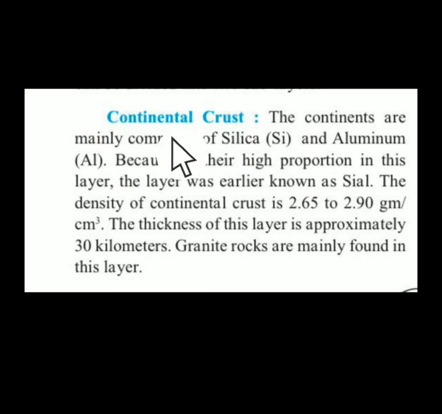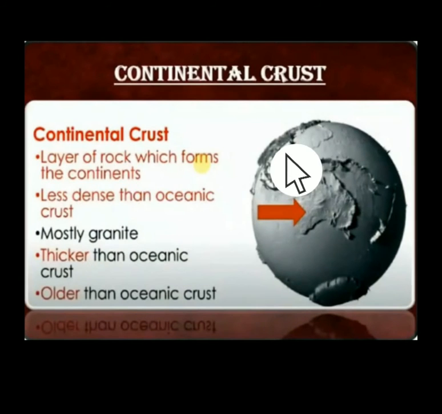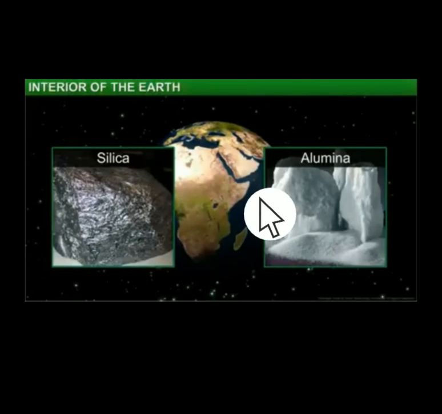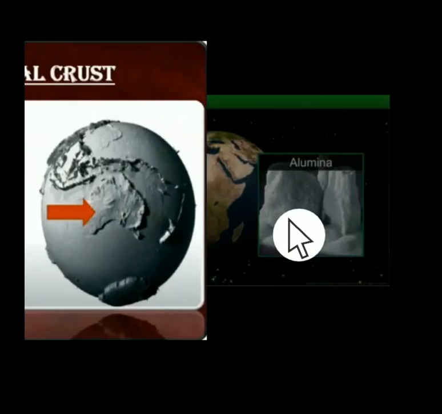Now we will continue with the continental crust. The continents are mainly composed of silica and aluminium. These are two different minerals, silica and aluminium. These are the main things that the continental crust is made up of.